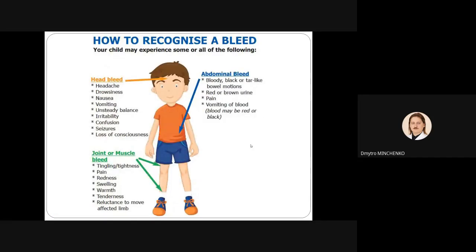How to recognize a bleed? Look at this chart of how you can inform patients that have hemophilia about how to recognize a bleed in themselves. Symptoms of head bleed: headache, drowsiness, nausea, vomiting, unsteady balance, irritability, confusion, seizures, loss of consciousness. Abdominal bleeding: bloody, black or tar-like bowel movements, red or brown urine, pain, vomiting of blood. Joint or muscle bleeding: tingling, pain, redness, swelling, warmth, tenderness, reluctance to move the affected limb.